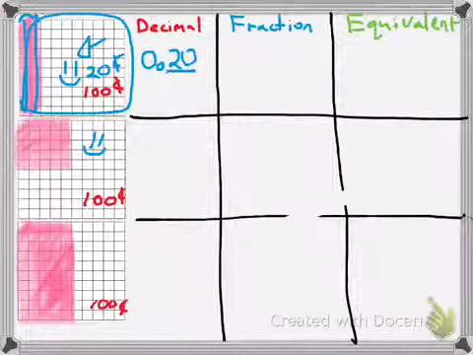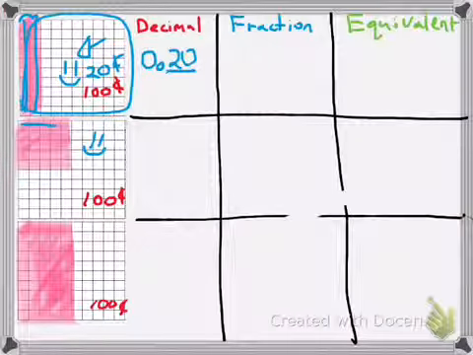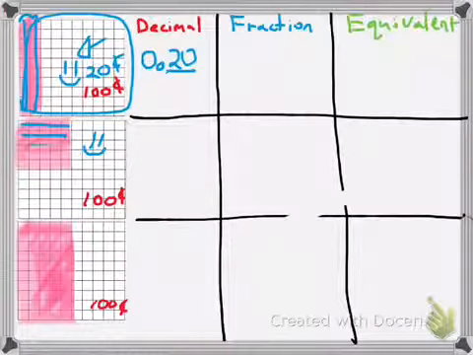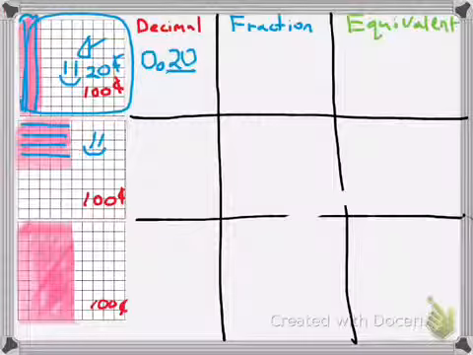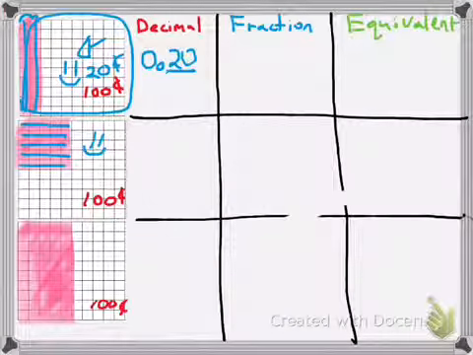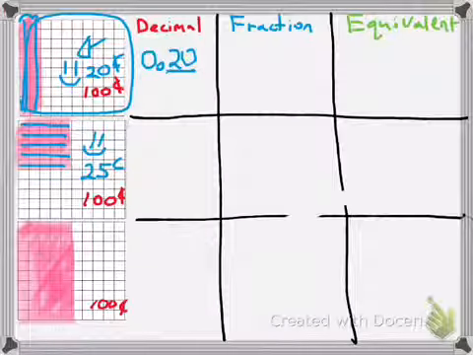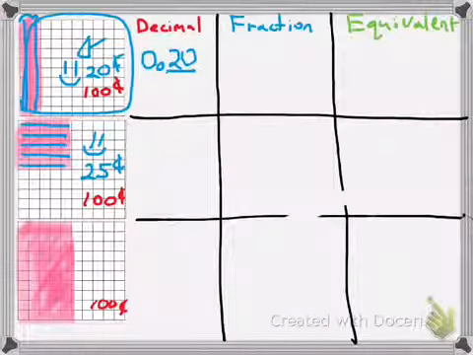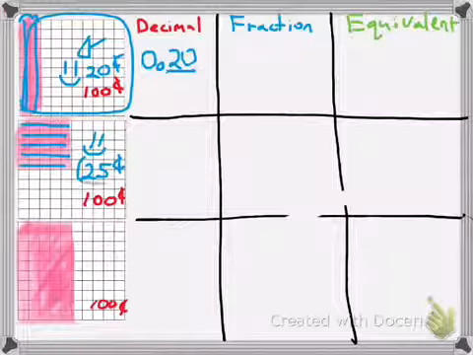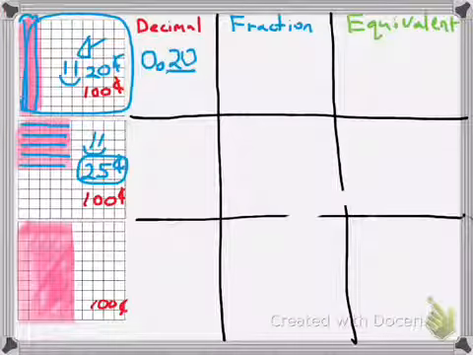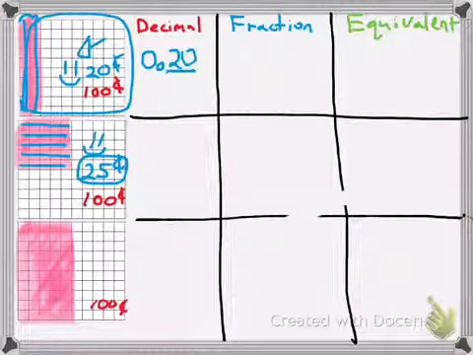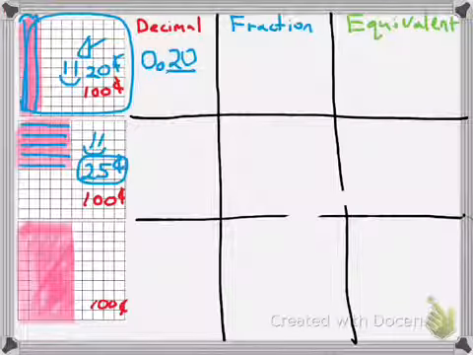Now, if we go to our next hundreds grid down over here, we can see that we have 5, 10, 15, 20, 25 squares shaded in. Now, that means that we have 25 cents. We know that 25 cents is actually like a quarter because we have a coin called a quarter that's worth 25 cents.